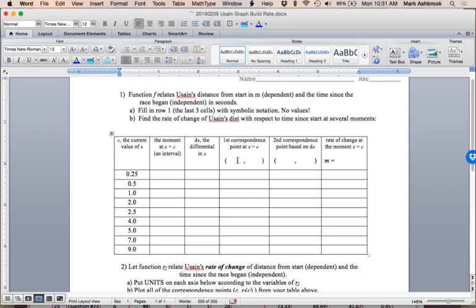And so the first thing you're going to do is fill in these 3 boxes right here, which is very similar to what we just did. But now you also have to, based on those 2 correspondence points, write out what that rate of change will be. Okay, this is all symbolic. This is all representation, no values.